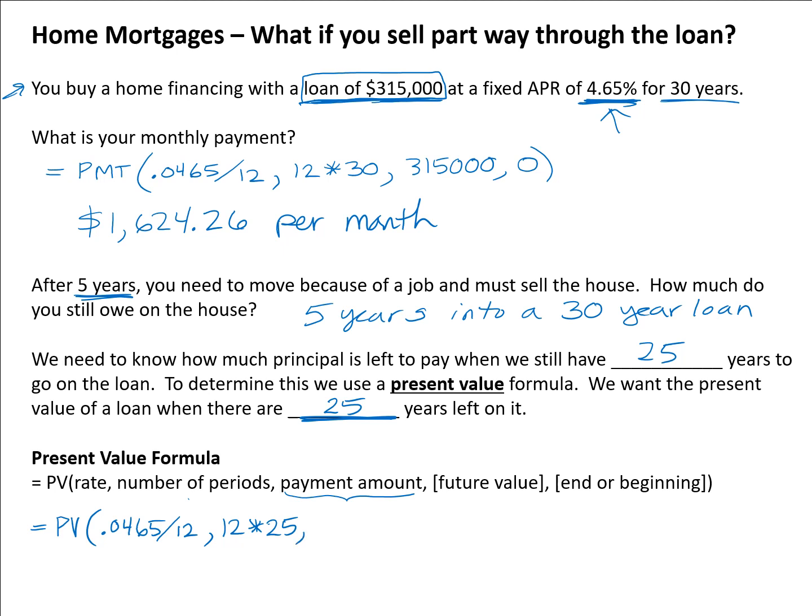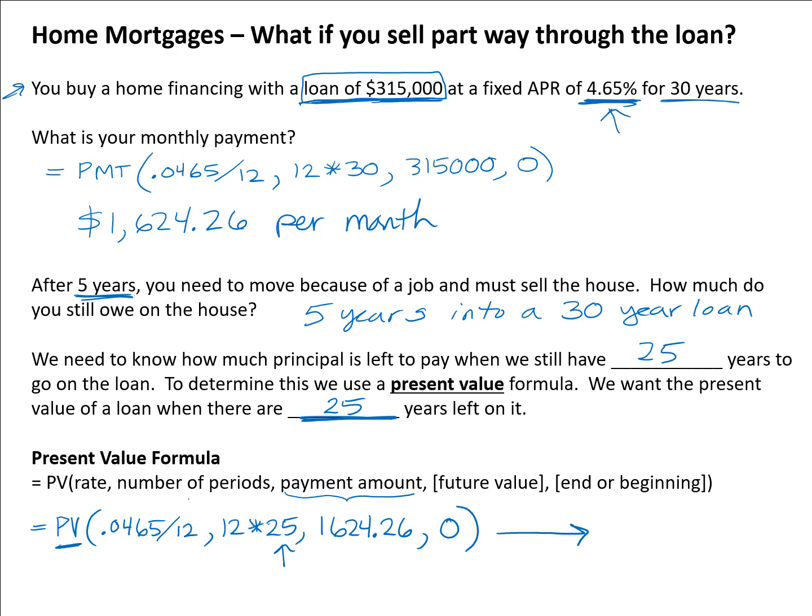And then the payment amount we're making is $1,624.26. That's our monthly payment every month that we have on the current loan. And then the future value of the loan would be zero. So the idea is we want to figure out our present value when we still have 25 years left on the loan. So this is the way to do it with a spreadsheet. So if I throw that into the spreadsheet, make sure you've got the equals at the beginning and that you've got your decimal points in the right place, no comma with your large dollar amount.